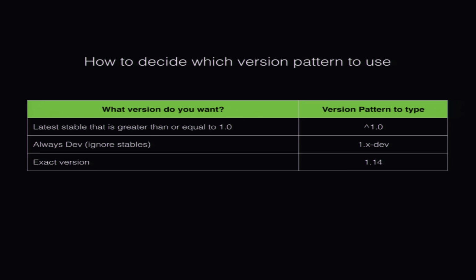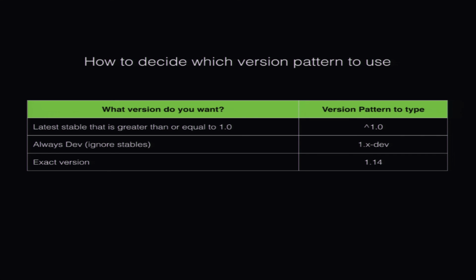So this is a table that I think had about 8 lines when I did this in New Orleans, because I was using the Drupal packages versions and they were very different. It's been simplified to 3 with the Drupal.org packages repo. Basically, you can say latest stable is greater than 1.0, which is the caret 1.0. If you want the dev, specify dev, or for an exact version, put the version. That's really all you need to know.